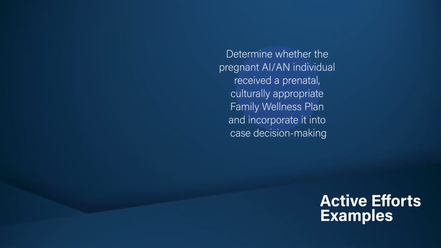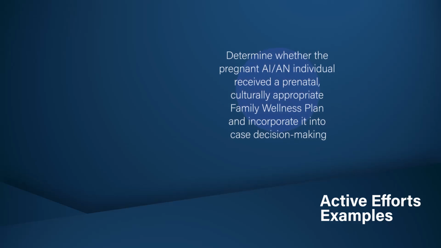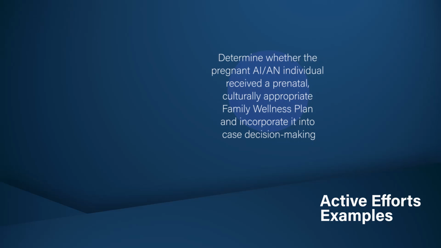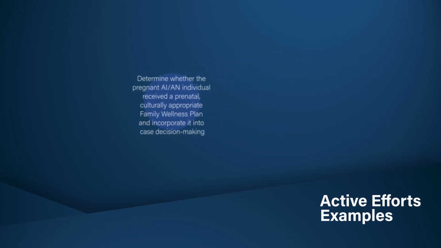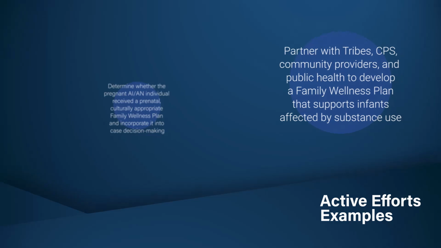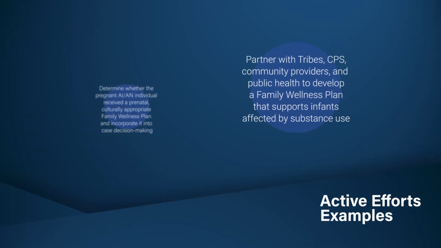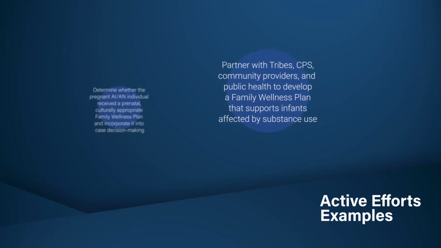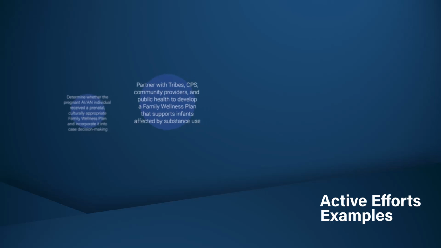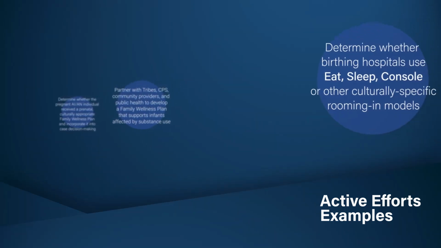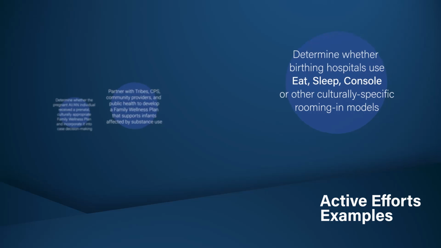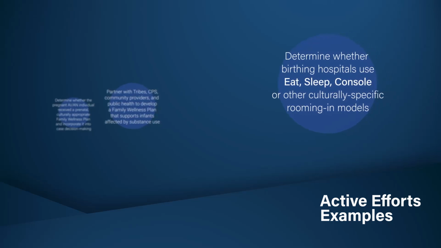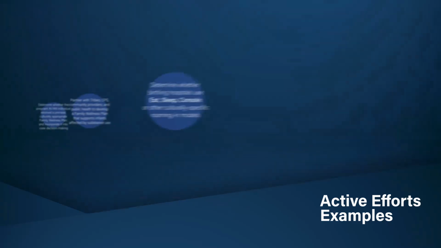Determine whether the pregnant AIAN individual received a prenatal, culturally appropriate family wellness plan, and if so, incorporate it into case decision making. In the absence of a prenatal family wellness plan, partner with tribes, CPS, otherwise known as Child Protective Services, community providers, and public health to develop family wellness plans that support infants affected by prenatal substance exposure. Determine whether the birthing hospital utilizes Eat, Sleep, Console or other culturally specific rooming in models, and if they offer it to families experiencing opioid use disorder or neonatal opioid withdrawal syndrome.